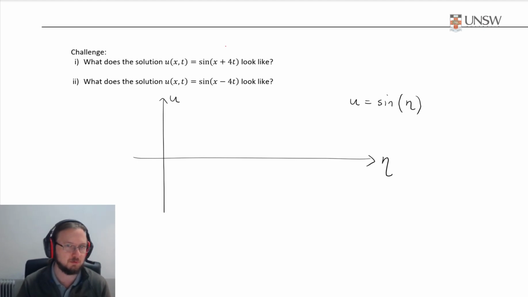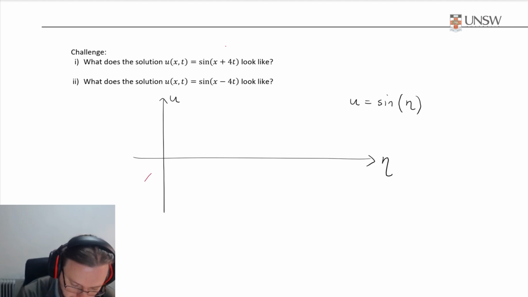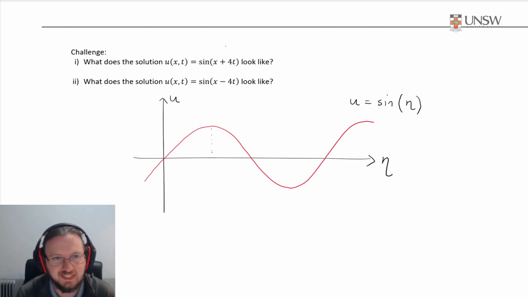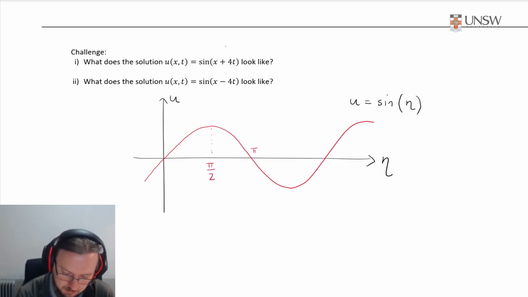This one variable, it's a complicated expression of x and t, but it is just one variable. And we can plot sines. We know how to plot sines. It looks like this. So we know interesting things happen, for example, when eta is equal to pi over 2, and when eta is equal to pi, or when eta is equal to 3 pi over 2.